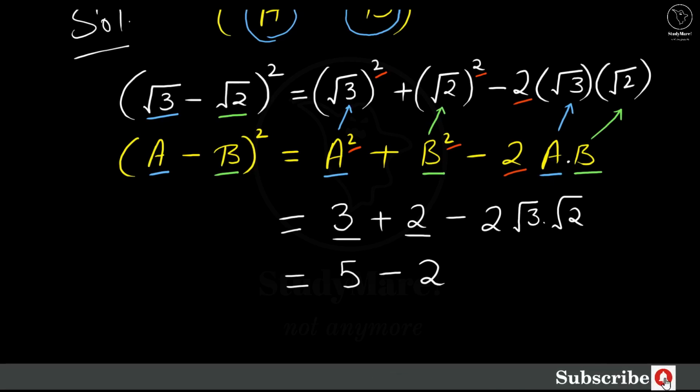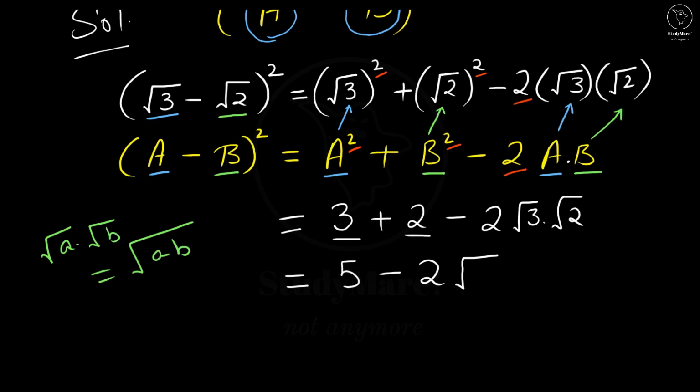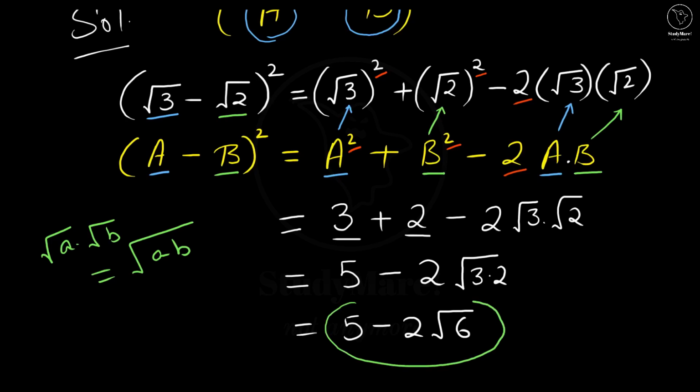If you remember, we have an identity where root a into root b is equal to root of a into b. So using this simple identity, we get root of 3 into 2, which is equal to 5 minus 2 root 6, and that is our final answer.